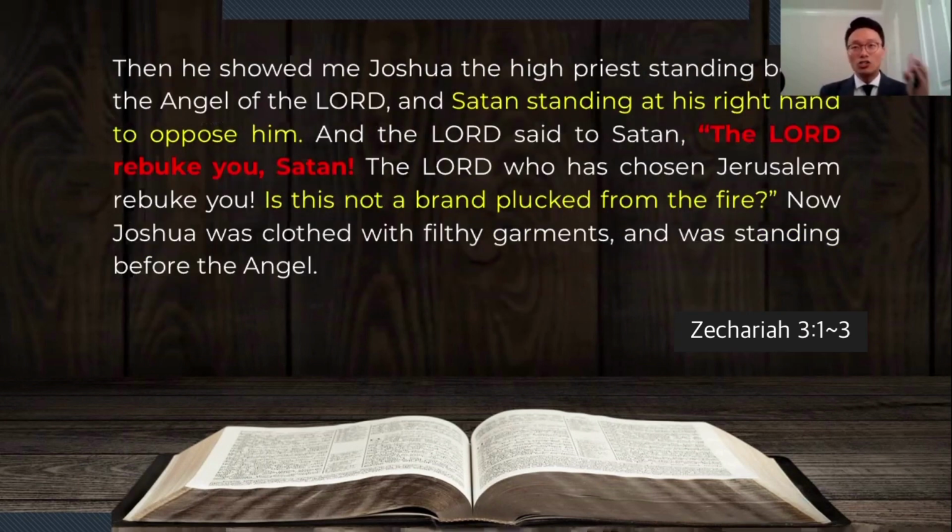From the book of Zechariah. Then he showed me Joshua, the high priest, standing before the angel of the Lord, and Satan standing at his right hand to oppose him. And the Lord said to Satan, the Lord rebuke you, Satan. So here, the picture we have is that there is a sinner set in the center, and on both sides, Satan and the Lord. Satan is trying to oppose him, trying to accuse him of his wrongdoing, of his transgression. But on the other side, the Lord says, rebuke you, Satan. The Lord has chosen Jerusalem, rebuke you. Is this not a branch plucked from the fire? Of course, he did it, but it was not his intention.